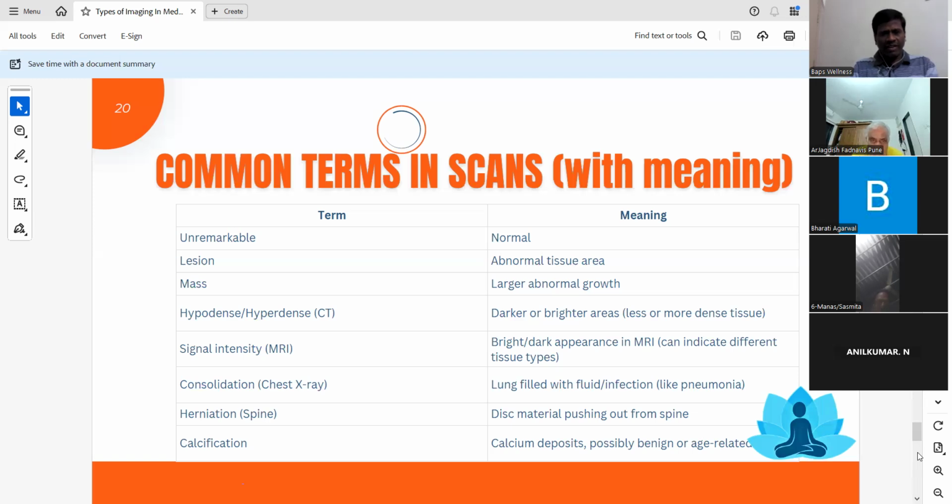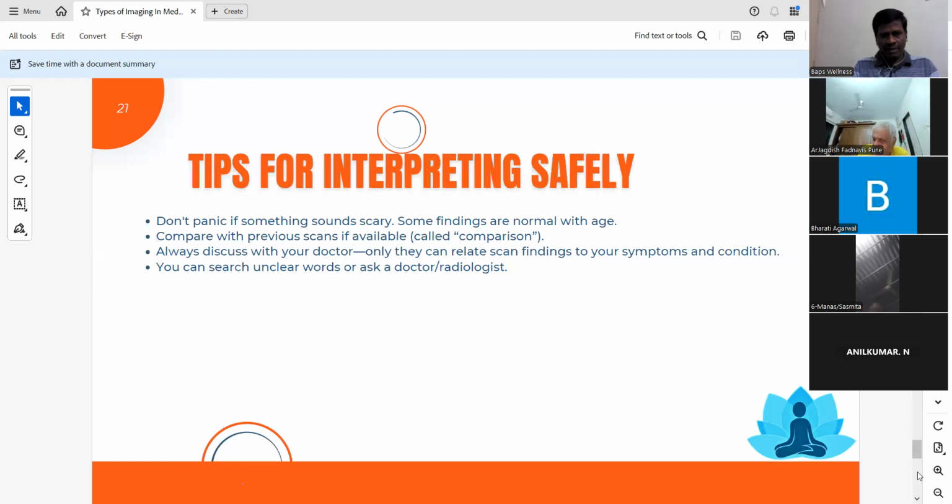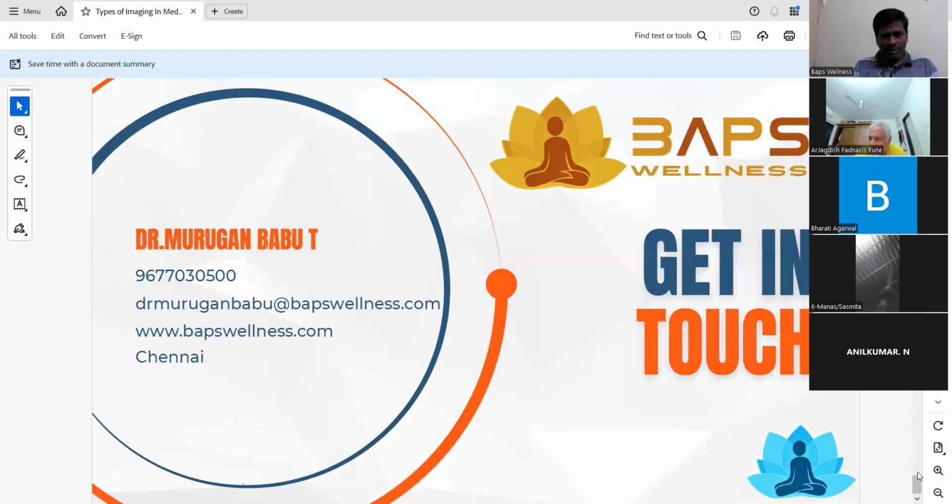For example, from some reports, so many words are there which we are not able to interpret properly. In the case of 2D echo and ultrasound especially, there are so many such terms. The problem is not so much with MRI or CT, mostly with USG, ultrasound.